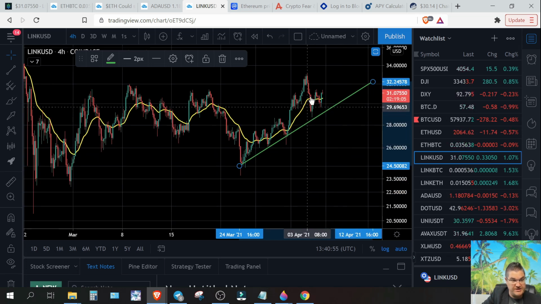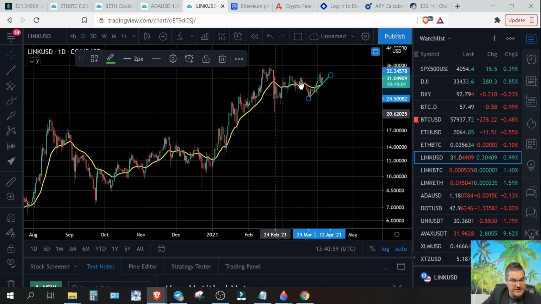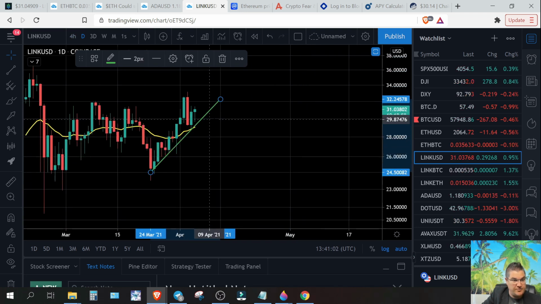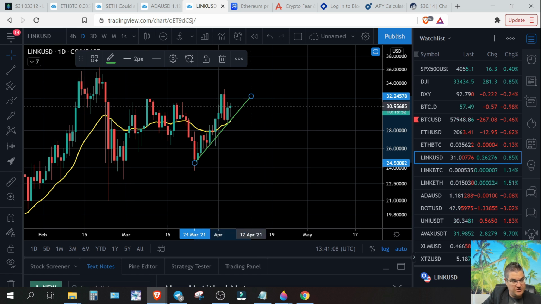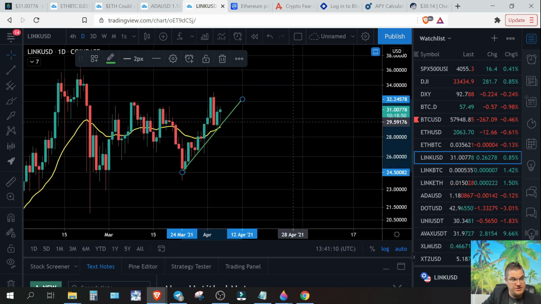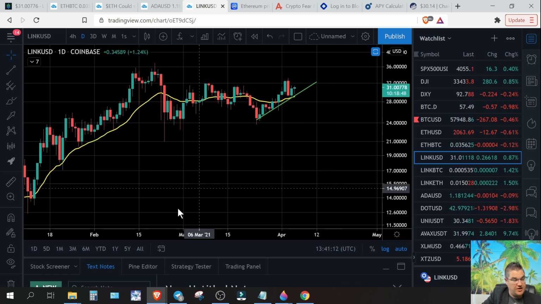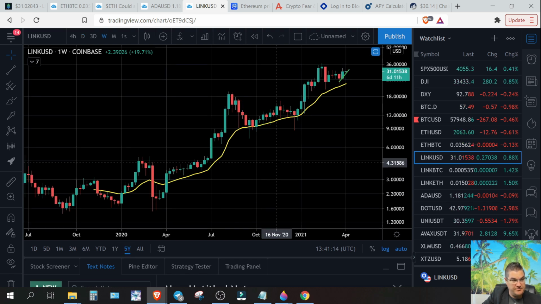Get some warning signs. Now, if you start breaking this, you're getting close to it, maybe you want to go back to the daily and see where we're at. But you remember that every day we go along this, prices are increasing by about 50 cents roughly. So that's for Chainlink, trend reversals in general for any coin. Let's go look at it on the bigger picture.